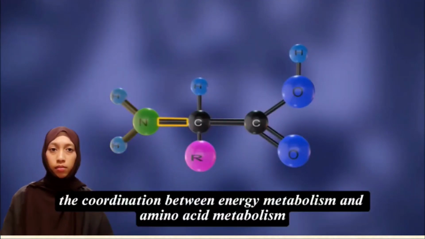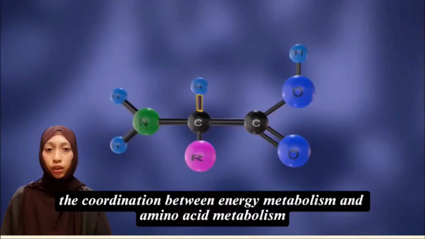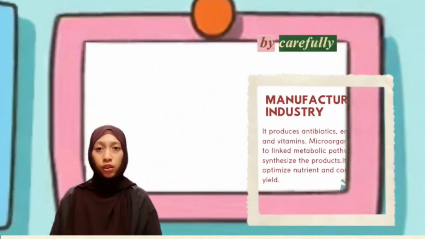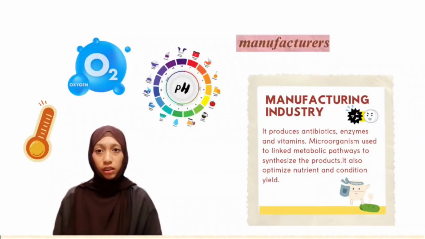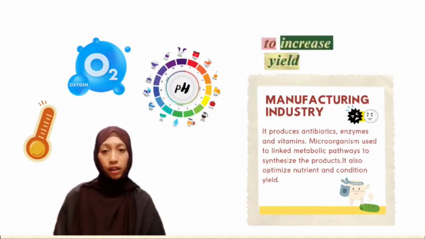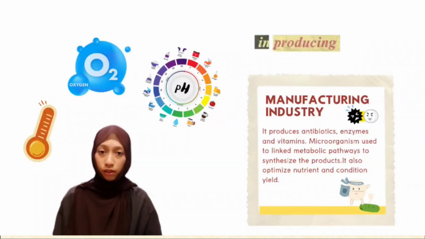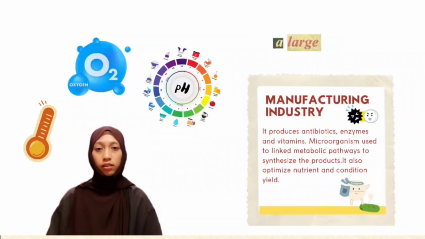The coordination between energy metabolism and amino acid metabolism ensures efficient production of the antibiotics. By carefully controlling nutrients, temperature, oxygen supply, and pH, manufacturers can regulate this metabolic interrelationship to increase yield and efficiency. This application is essential in producing antibiotics, enzymes, vitamins, and bioproducts on a large scale.